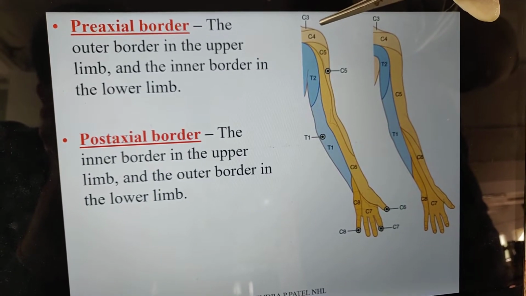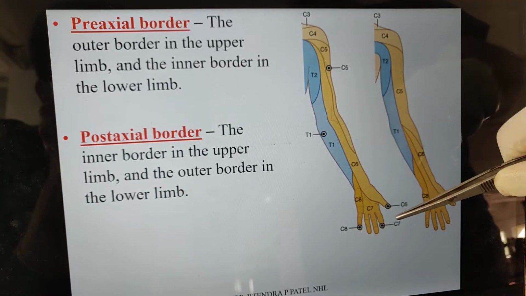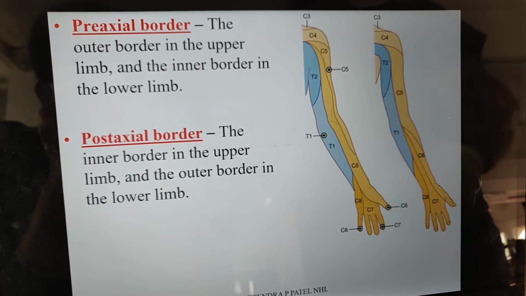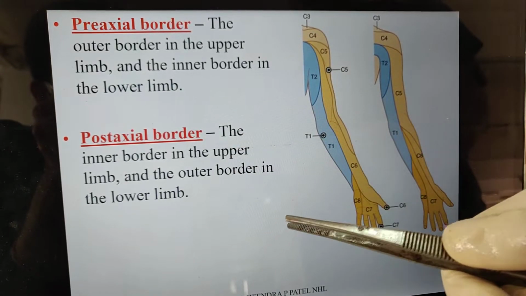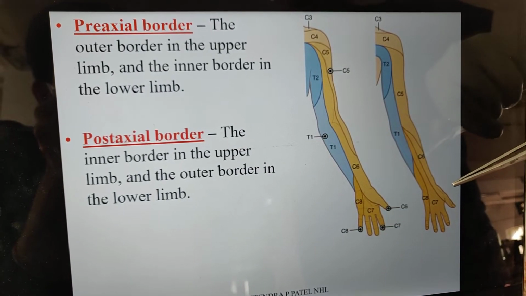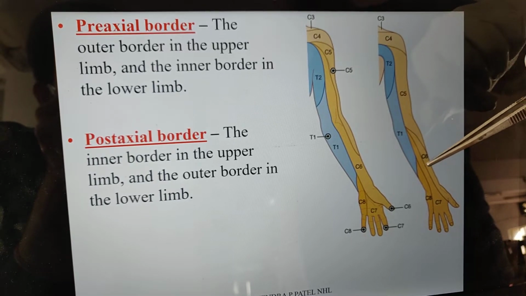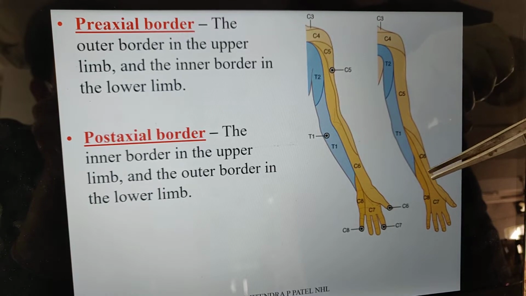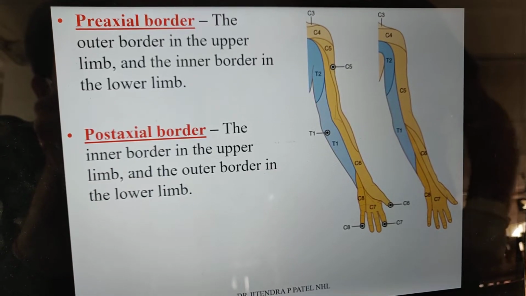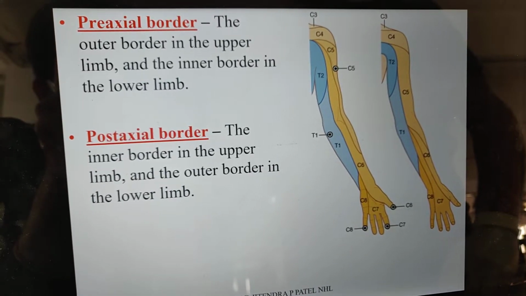So in the upper limb, the outer border is the pre-axial border, and inside the lower limb the inner border is the pre-axial border, while the post-axial border inside the upper limb is the inner border, while inside the lower limb the outer border is called the post-axial border.